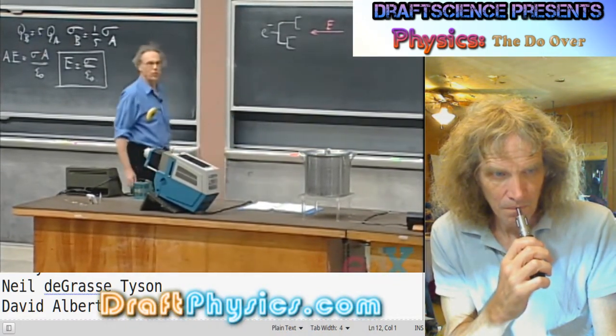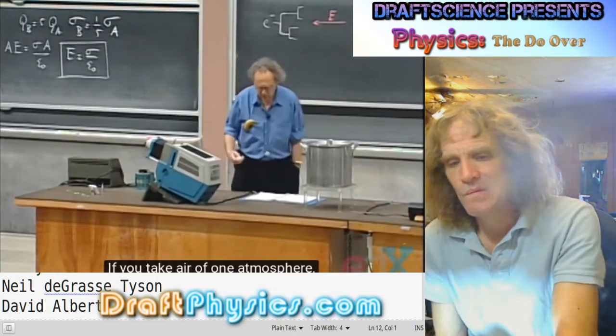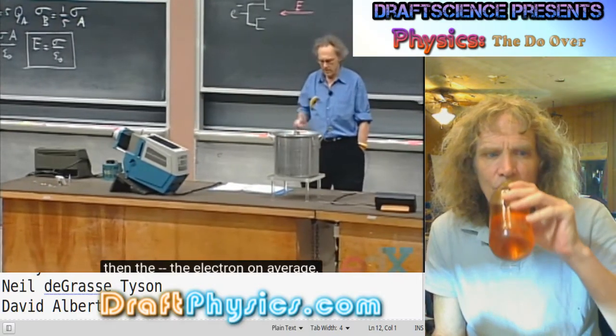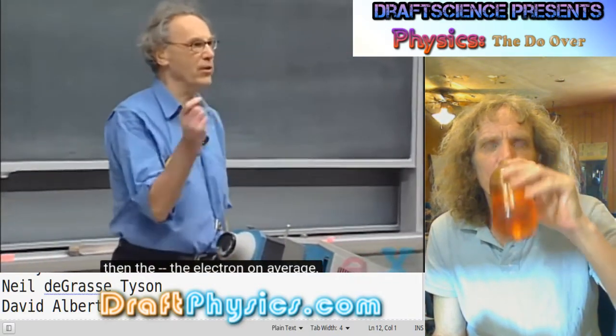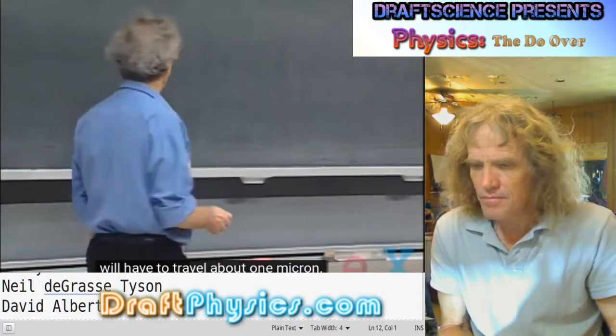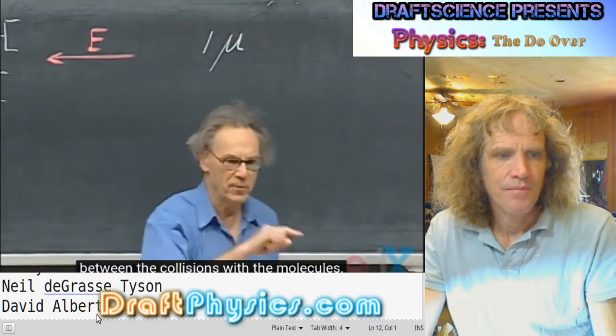How strong should the electric field be? Well, we can make a back-of-the-envelope calculation. If you take air at 1 atmosphere, dry air, at room temperature, then the electron on average will have to travel about 1 micron, which is 10 to the minus 6 meters, between the collisions with the molecules.